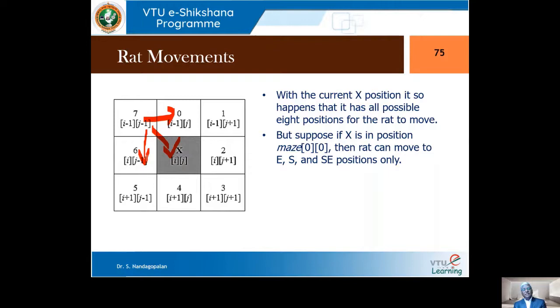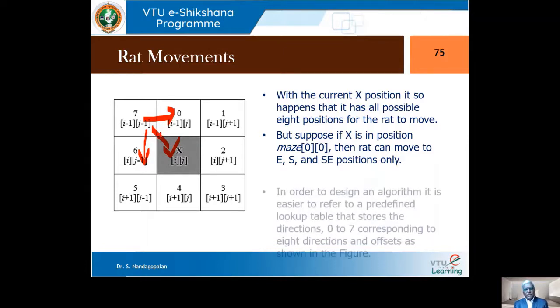If it is 0, not every time will the rat get all 8 possible directions to move, because if it is on one side like this, at the end or the corner, then it has only 3 possible movements. You can see here east, south and southeast. So only 3 possible cases. So that also we have to identify, and we will show that in the next slide.